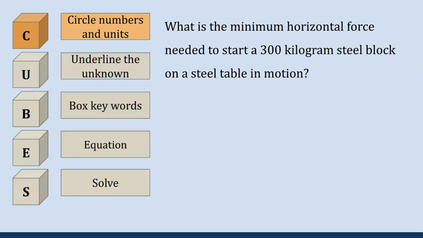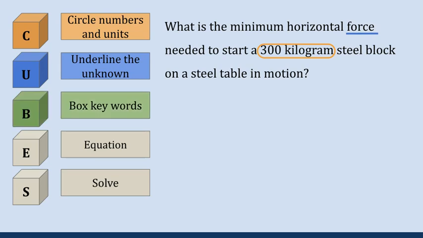My first step is to circle numbers and units. There's only one here, 300 kilograms. My next step is to underline the unknown. That's the force. Sometimes at this point, I'm ready to list out my variables, but in this case, not really, because I don't know what type of force it is, and I also don't think that one number by itself is going to be enough to solve the problem.